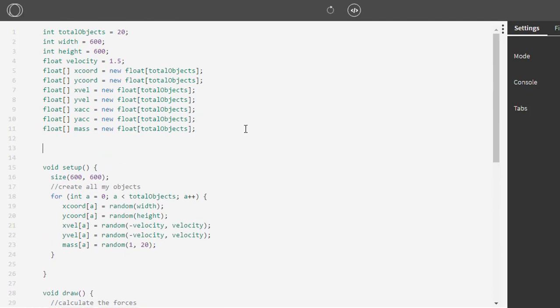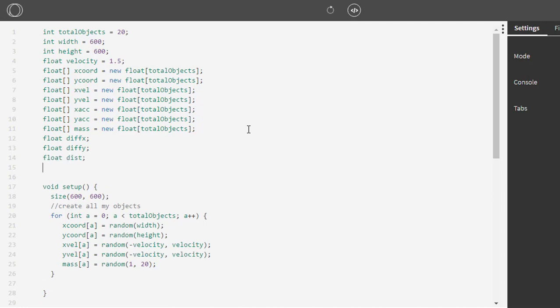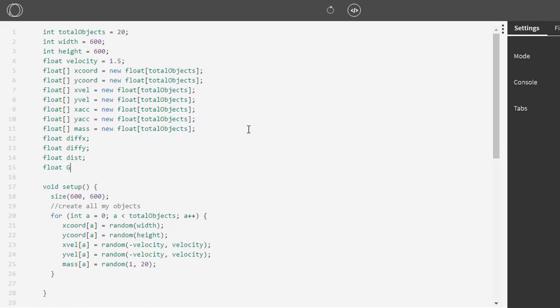So let me add a couple of variables up here above setup to help make this easier. I'm going to create a floating point number, which is going to be the difference in x positions, a floating point number for the difference in y positions. I'm going to use another float to consider the distance between them when I actually need to make that calculation. And why not? Let's add in a float for the gravitational constant, though for now I'm just going to leave this at 1. We can play with this number and see what it actually does later on.